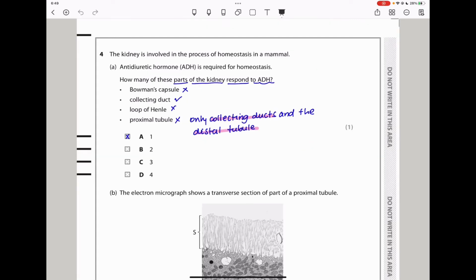Question 4, the kidney is involved in the process of homeostasis in a mammal. Antidiuretic hormone is required for homeostasis. How many of these parts of the kidney respond to ADH? This is the hormone they talked about here. So they say the first one is the Bowman's capsule. That is wrong. Collecting duct, that is correct. The loop of Henle is wrong, and then the proximal tubules are wrong. So it's only one among the 4. That is why my answer here was A.